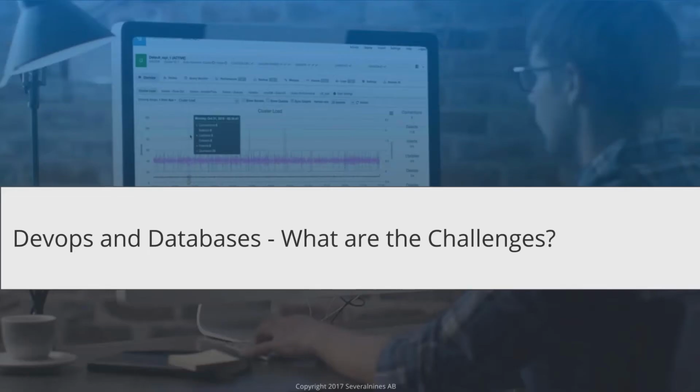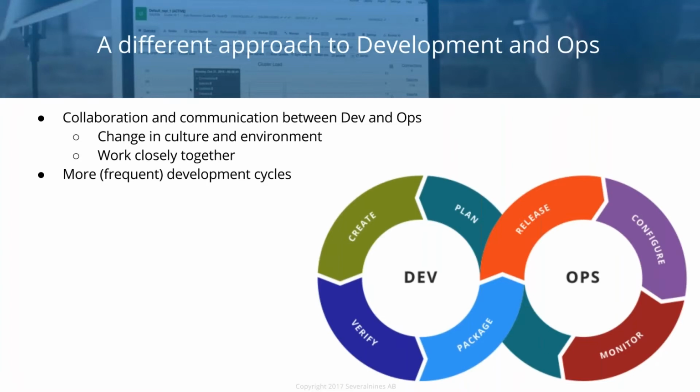So first of all, what are the DevOps and databases? What challenges do we face at the moment? Well, to begin with, there's a very different approach to development and ops in DevOps, and that's also where the abbreviation comes from. We have a development side and we have an ops side, and ops obviously wants to keep everything running and ensure that everything gets deployed properly, while development wants to create and deploy as quickly as possible.